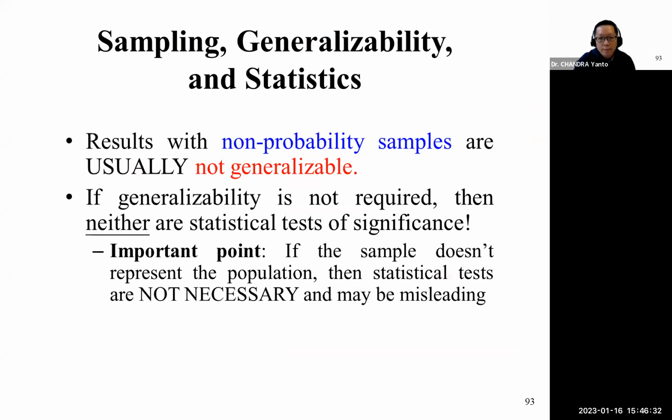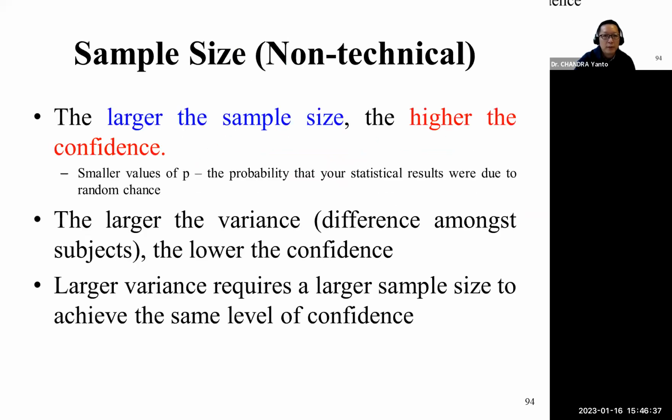Generalizability is not important for a non-probabilistic sample, but it's very important for a probability sample. Sample size. Now, the rule of thumb is typically the larger your sample size is, the better, because the larger the sample size that you have, the higher the confidence that you have in the result. With a higher sample size, your confidence that your result is not due to random chance, but because you are getting closer to the true value in your estimation, increases. You become more confident.